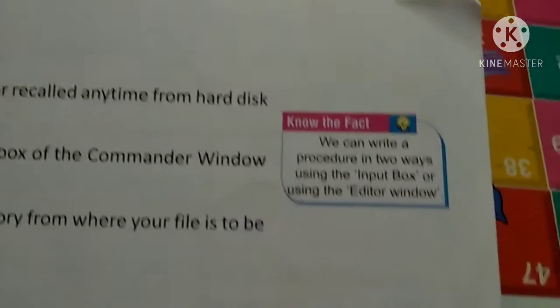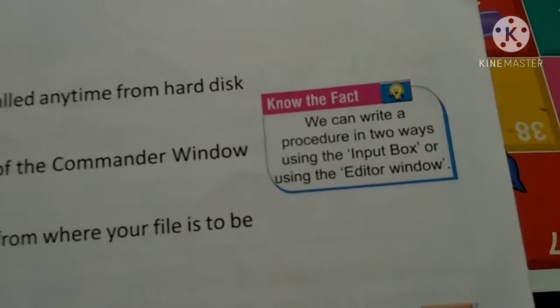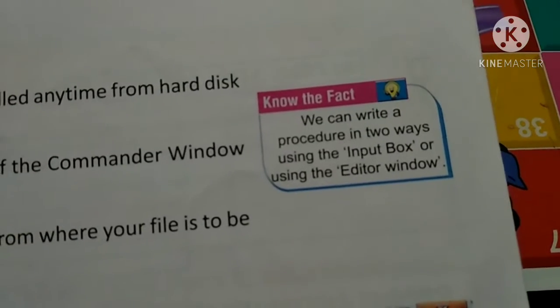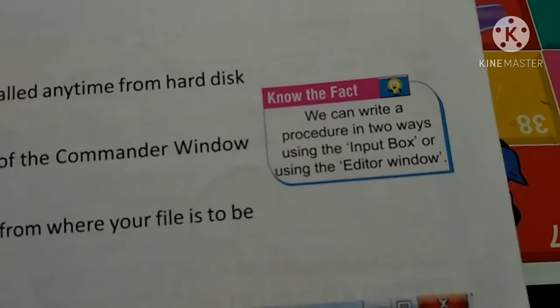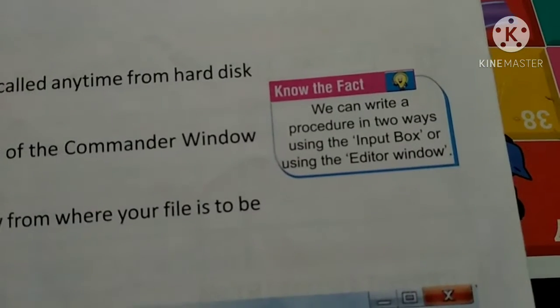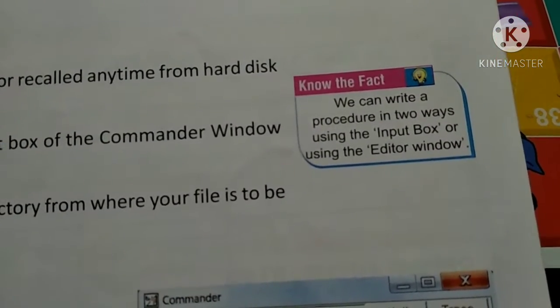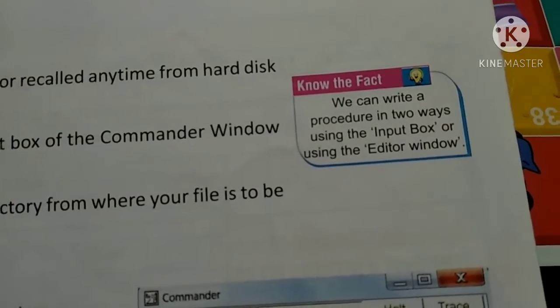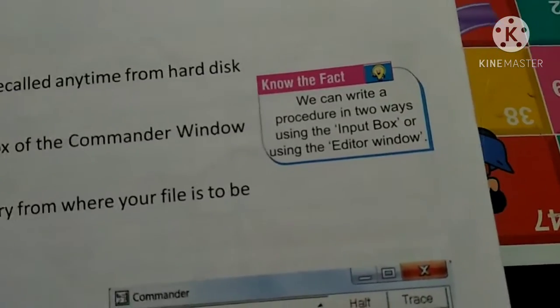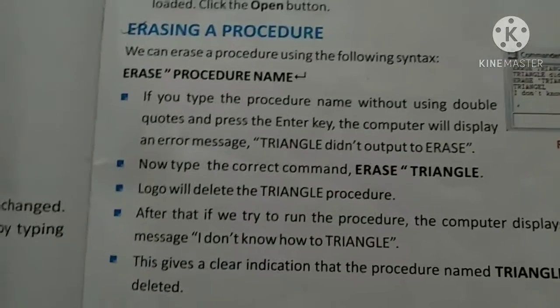Okay, so look at this on the right hand side. Know the fact: we can write a procedure in two ways, using the input box or using the editor window. Okay, now next is erasing a procedure.